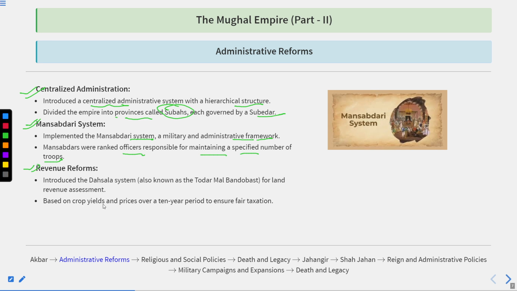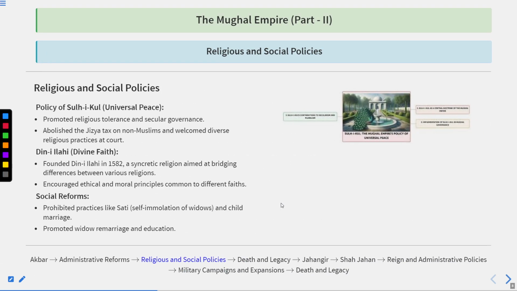Based on crop yield and prices over a period of 10 years, they ensured fair taxation. The tax will be imposed according to the crop yield or the productivity of the particular field. Clear? So in administrative reforms, there are two major reforms started by Akbar. The first is the Mansabdari system and the second is the revenue system. Next are some religious and social policies.